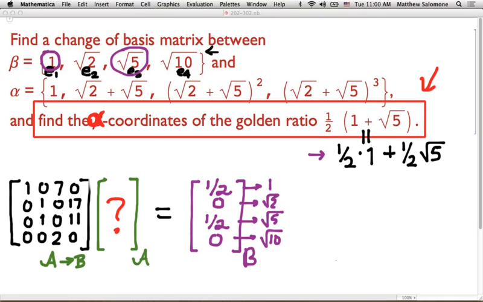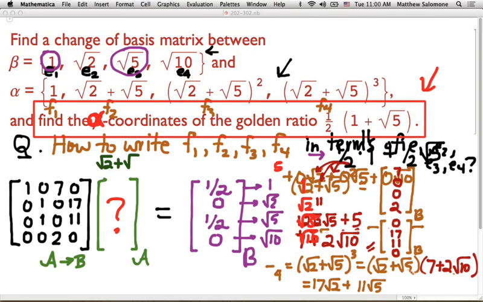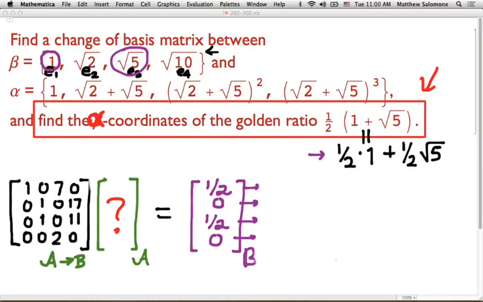So I'm just going to, for a moment, take all of this other stuff here and get rid of it.